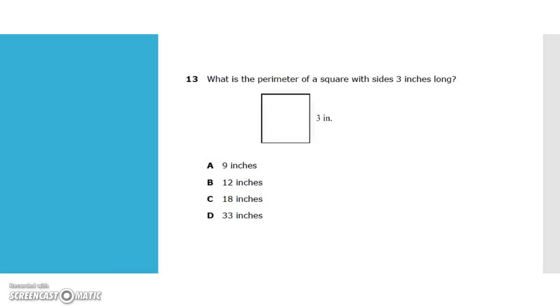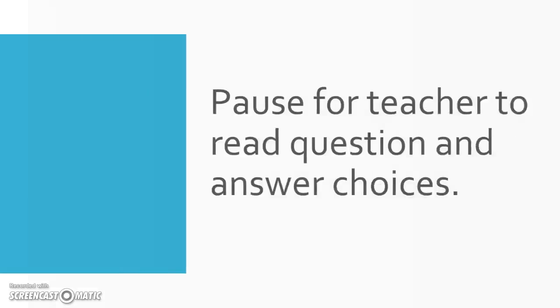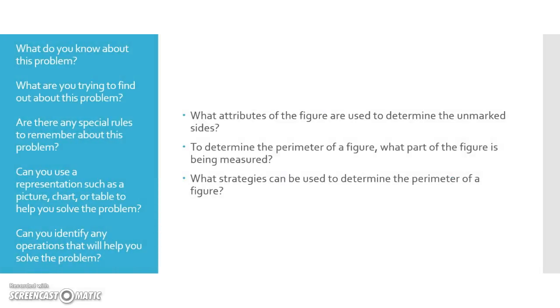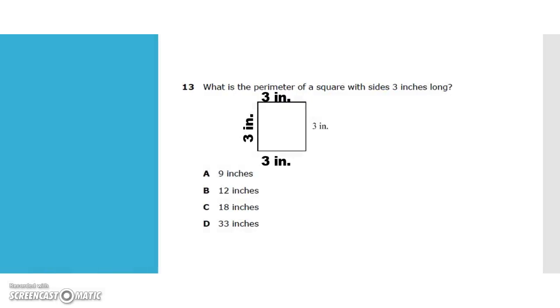Let's look at question number 13. Please pause for the guided questions. Knowing that a square has equal sides, I labeled the missing parts to this picture. Now I know that for the perimeter, I'm going to add all 4 sides. Take time now to select the correct answer.